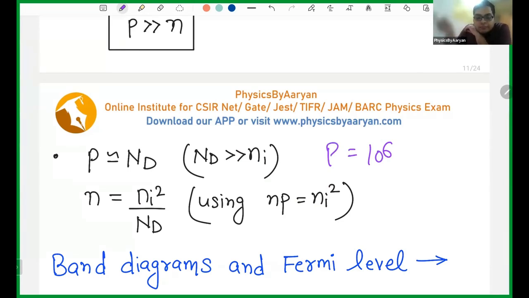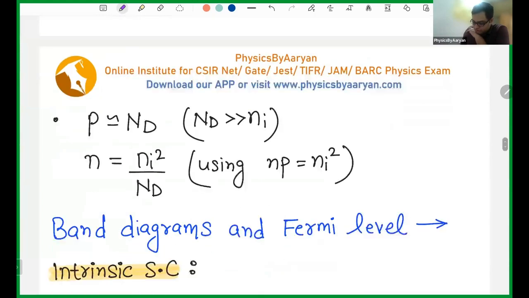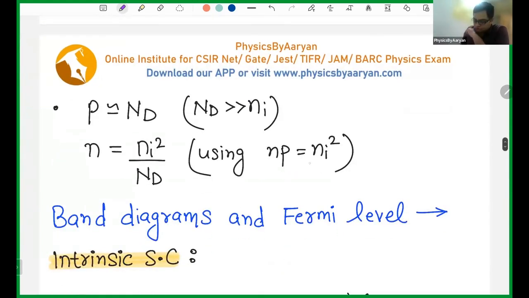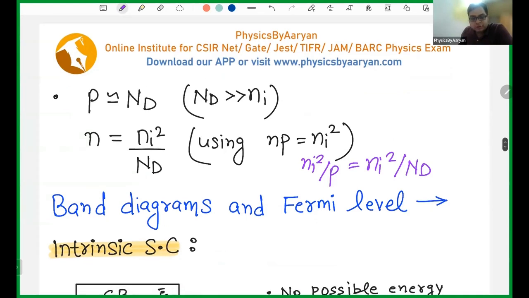And how do you find the number of electrons? The number of electrons you find using the formula np equals n_i squared. So n will be equal to n_i squared by p, and p you have already found as N_D. So in a P-type semiconductor, if someone asks you the number of holes, you say N_D. But if someone asks you the number of electrons, then you say n_i squared by N_D.